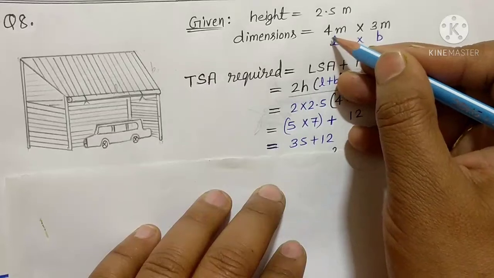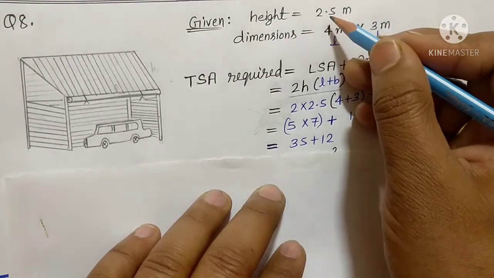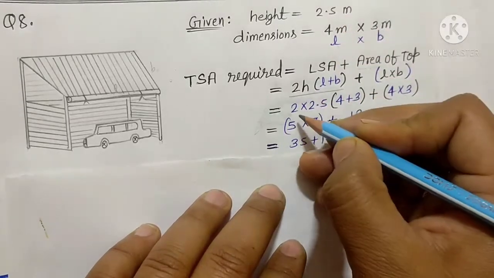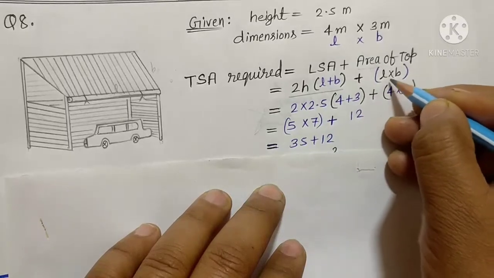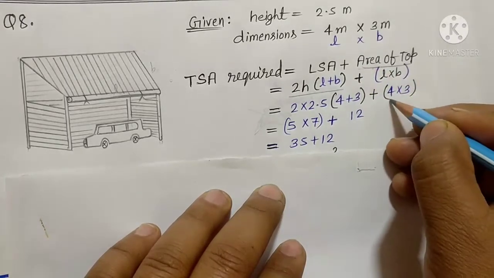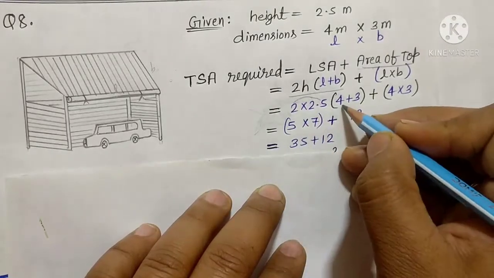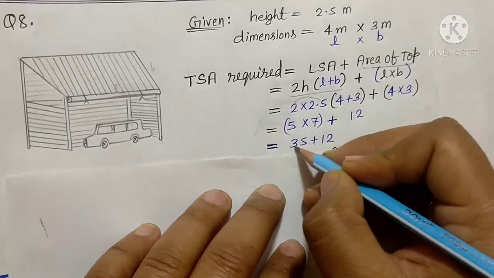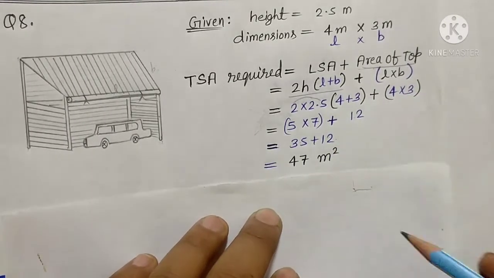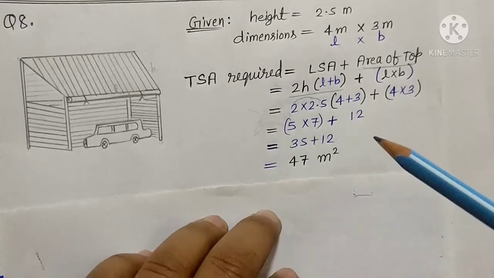Now we can use the dimensions which are already given. Dimensions are given 4 meter into 3 meter, it means length is 4 meter, breadth is 3 meter, height is given 2.5. So 2h, 2 into 2.5, bracket l plus b, 4 plus 3, plus l into b, this is the area of the top, that is 4 into 3. So multiplying 2 into 2.5, it comes 5, 4 plus 3 is 7, so 5 into 7 is 35, and 4 threes are 12, so 35 plus 12 comes 47 meter square. This is the area of tarpaulin which we needed to make our temporary shelter.